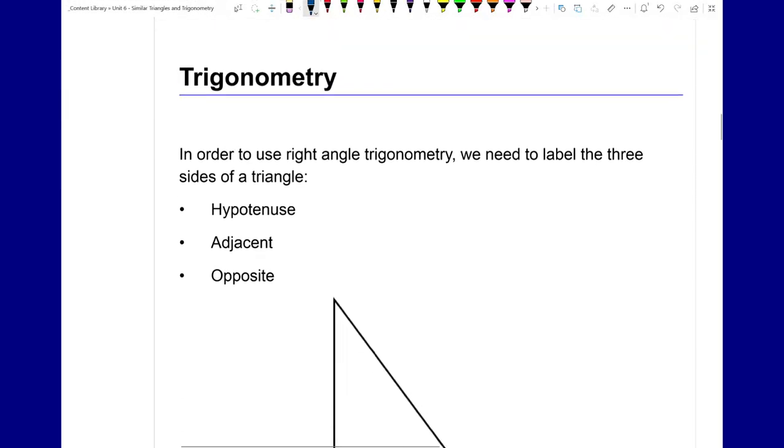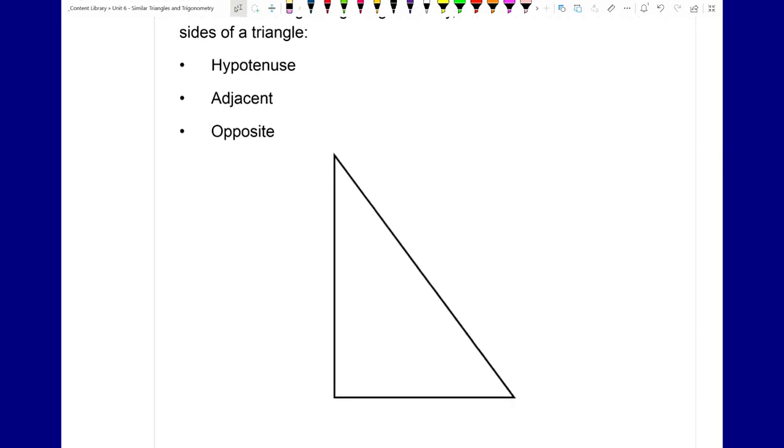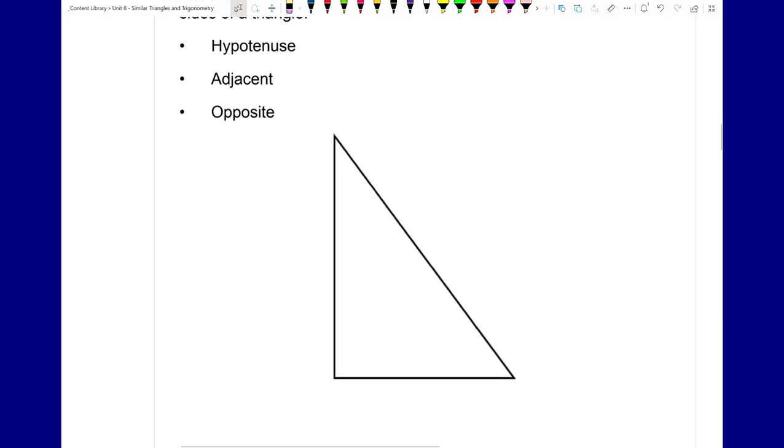In order to use right angle trigonometry, we need to label the three sides of a triangle. The three sides that we're going to be referring to are the hypotenuse, the adjacent, and the opposite. So if I have my right angle triangle here, I'm going to draw in my right angle just to make sure I know where it is. That is going to be important because it will help me label my other sides. The side that is always across from my right angle is called our hypotenuse. That is something we might already know from the sum of squares or Pythagorean theorem. The longest side in a triangle is our hypotenuse.